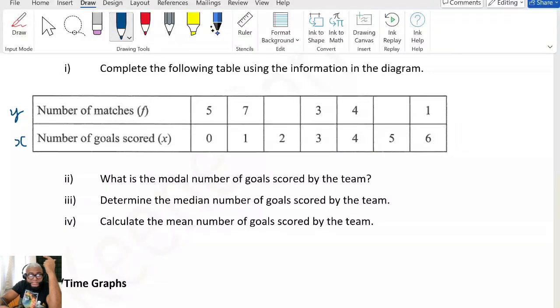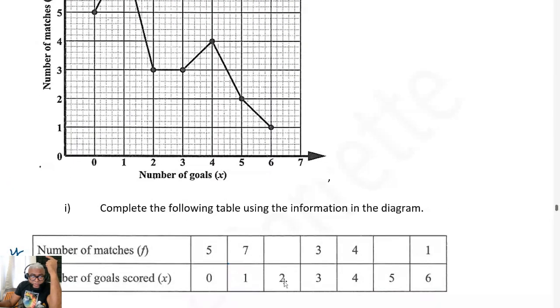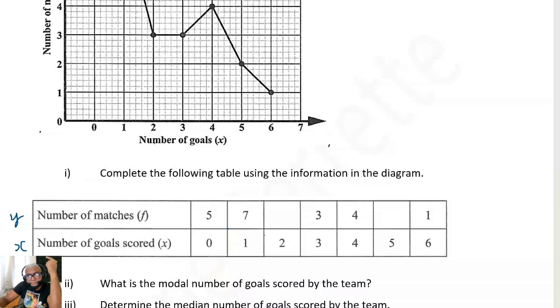So let me finish the table, guys. Number of matches for when 2 goals were scored. How much are we? 2 goals. We going up here. Boom. Bang. How much are we? 3. 4. 5 goals. 5 will be 2.